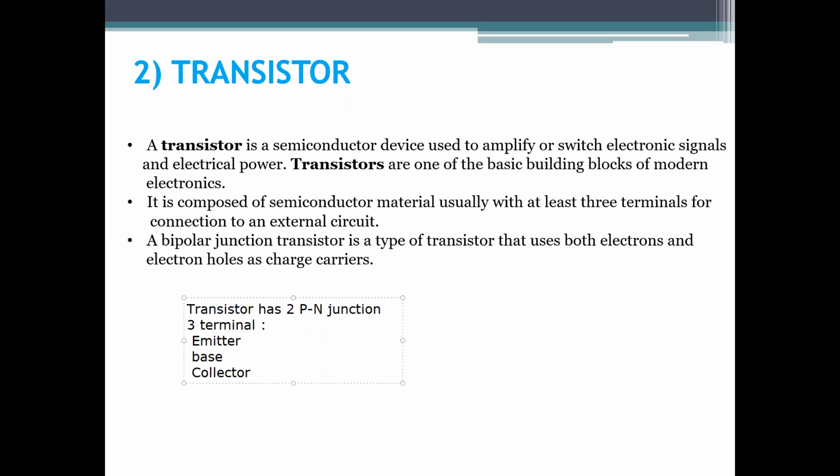So the emitter is what emits the electrons, the base controls this electron flow, and the collector collects the electrons. Emitter emits electrons, collector collects those electrons, and base controls the electron flow.